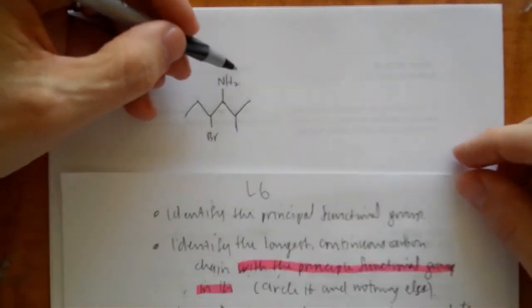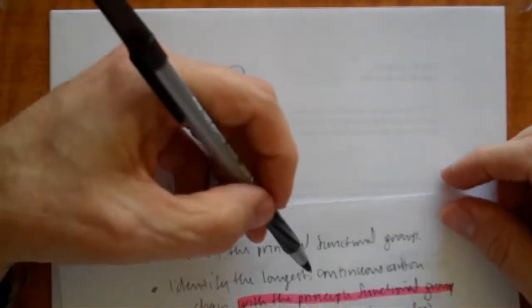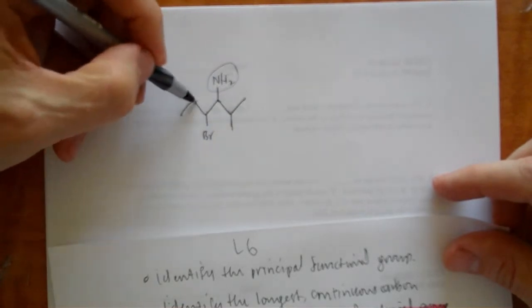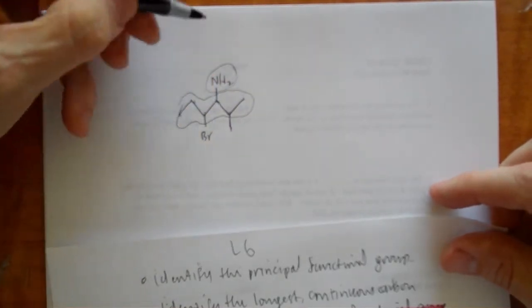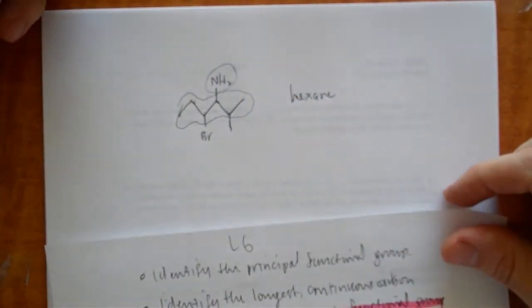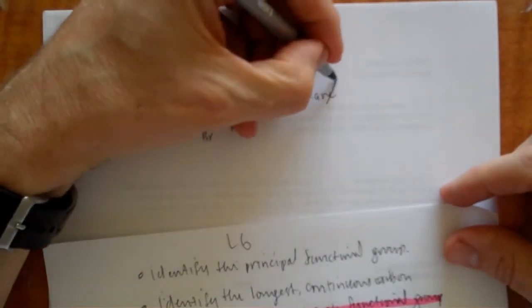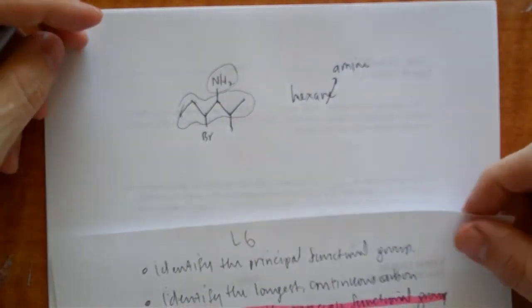So we identify the principal functional group. Boom. Find the longest continuous carbon chain with the principal functional group in it. 1, 2, 3, 4, 5, 6. Okay, so I can just do that. So it's hexane. All right. Now we change the name to accommodate the functional group, which is amine. So it's hexanamine. I know that's ugly.